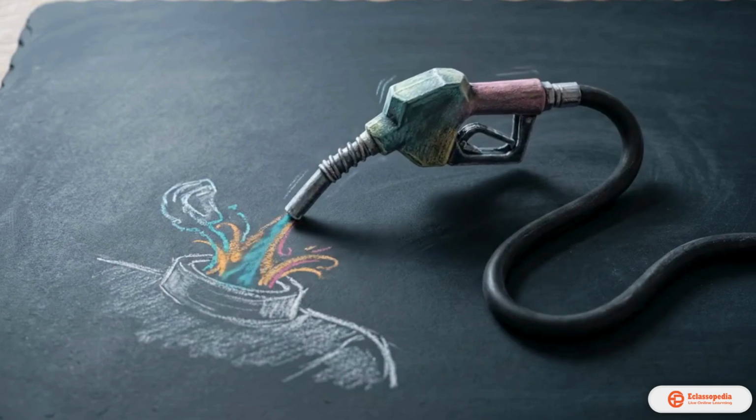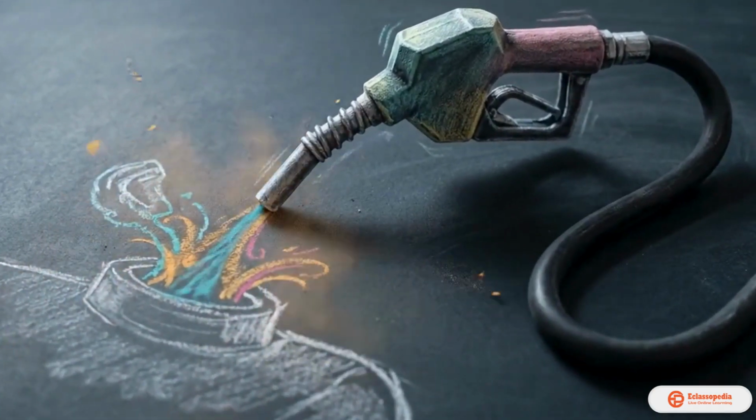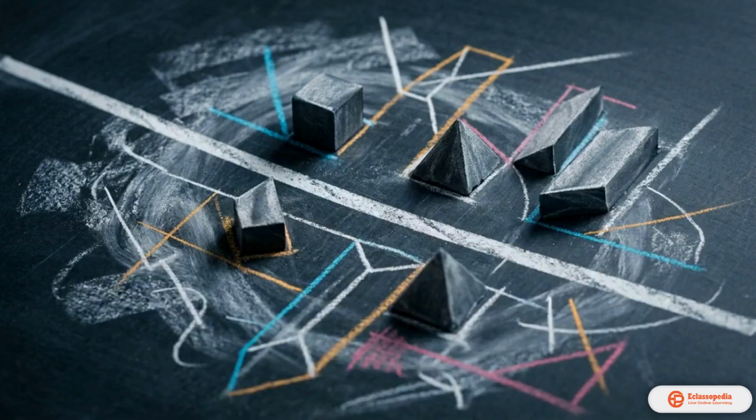In the real world, we can model the cost of filling up this gas tank with a simple linear equation. If the fuel costs $2.75 a gallon, the total cost is y equals 2.75x. But mathematics on paper ignores physical constraints.